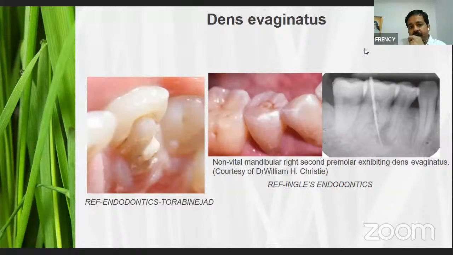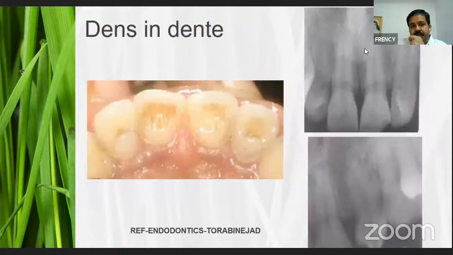Then any relevant anatomical or morphological variations, like dens invaginatus. As you can see, some protuberance, like an enamel protuberance, is there. Sometimes these types of problems may cause necrosis of the tooth even though there is no visible caries. This is dens in dente. Here also you can see in the radiograph.